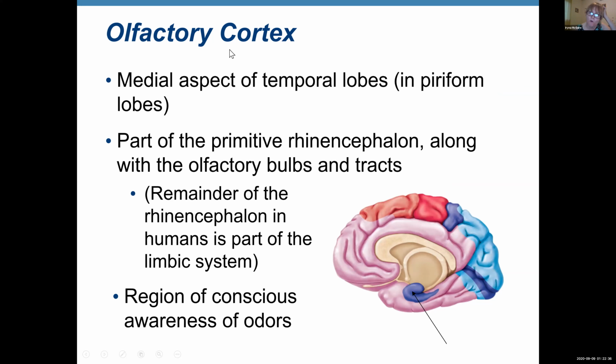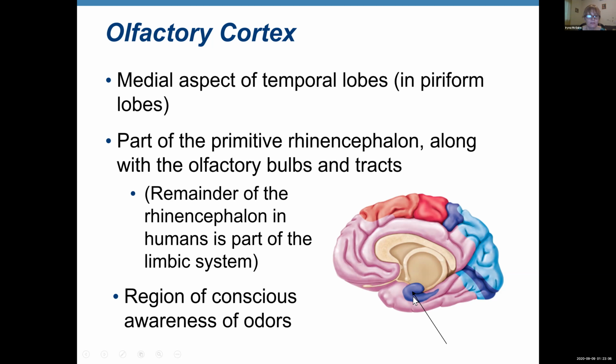Now we're moving to the olfactory cortex, and this is a mid-sagittal cross-section again. It's on the medial aspect of the temporal lobe, shown over here in dark blue. Olfactory cortex means you can smell stuff, right? And it's part of the primitive rhinencephalon, together with the olfactory bulb that's shown right here and the olfactory tract.